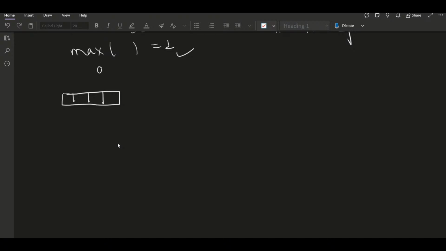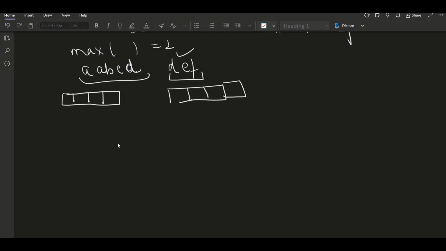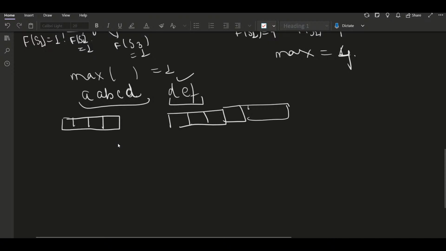Let's suppose we have the partition a b c a, sorry, a b c a and then d. So this is the first partition, and the second partition is d e f. Let's suppose we have two partitions. For each partition we will have a frequency array, and once we have it, we store the frequency of each character. So for A, the frequency is 2. For B, the frequency is 1. For C, the frequency is 1.